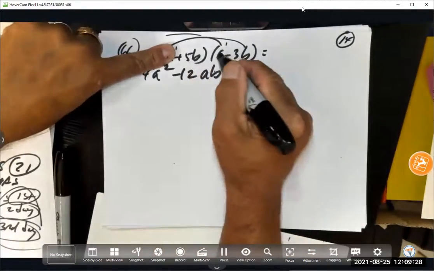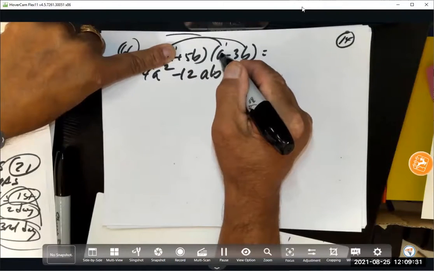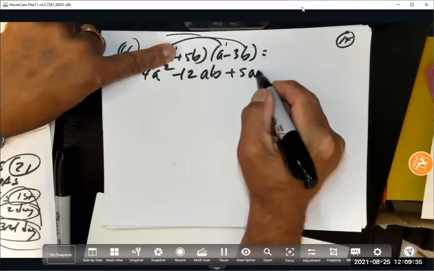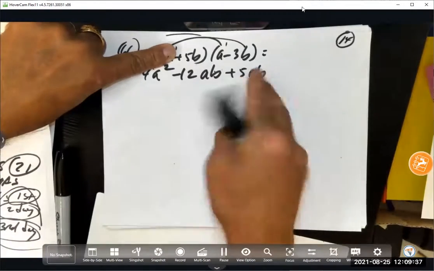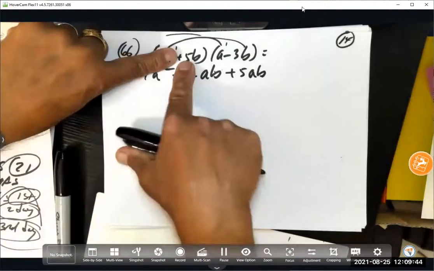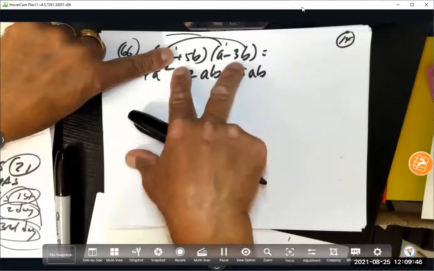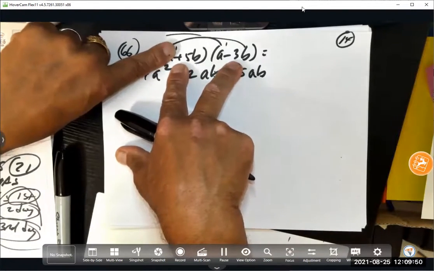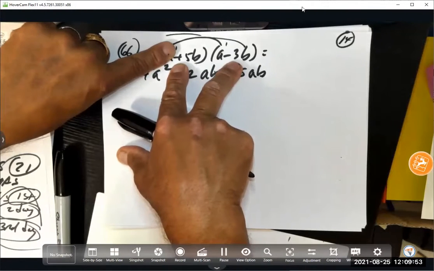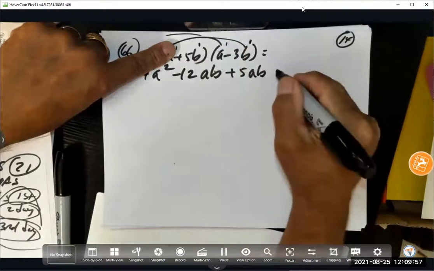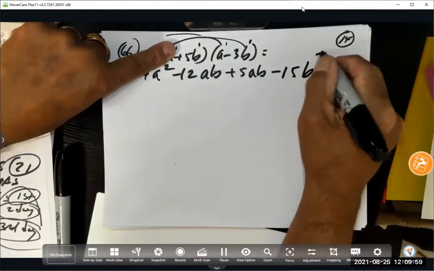5b times a, or a times 5b, can I just write it this way? 5AB? Because A times B and B times A are the same answer. Okay, you can flip it. Now this one, what is 5B times negative 3B? What do you think this is going to be? 5 times negative 3. Negative 15B squared. Yep, negative 15B squared.